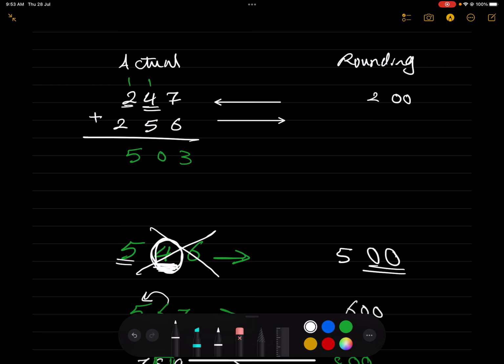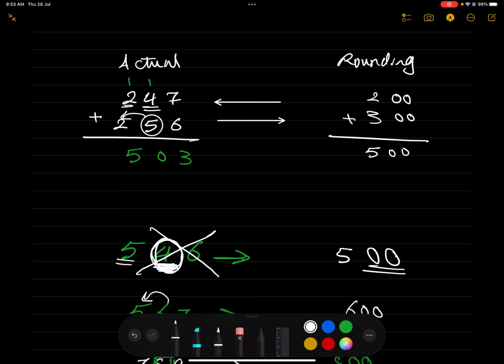What about the next? You have to write down 00, but here we have 5, and you'll find 5 in the category of rounding up. So you have to add 1 to 2, and it will be 3. So right over there, you can just add 200 to 300, and you will get 500.